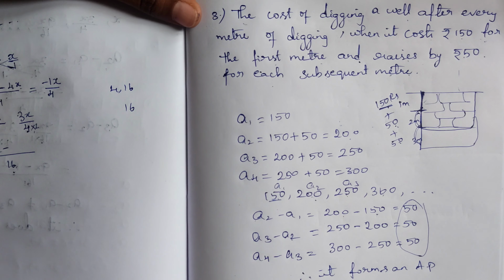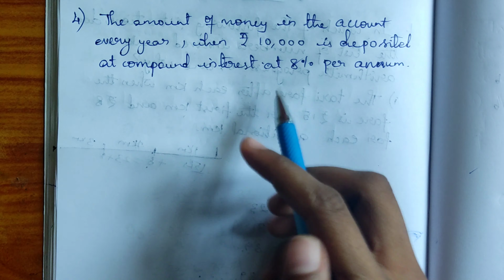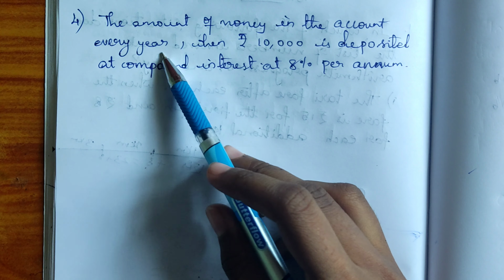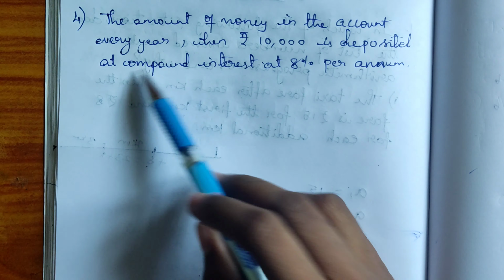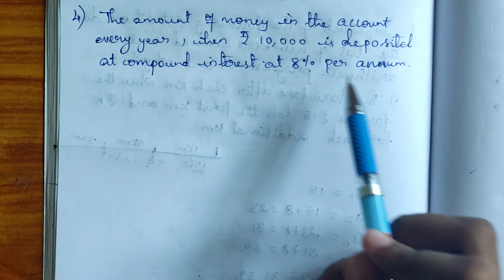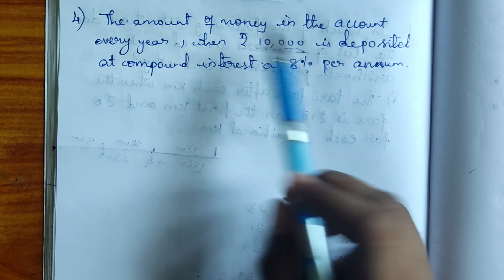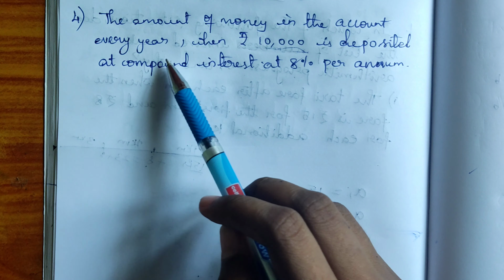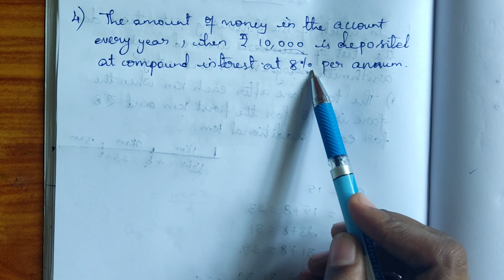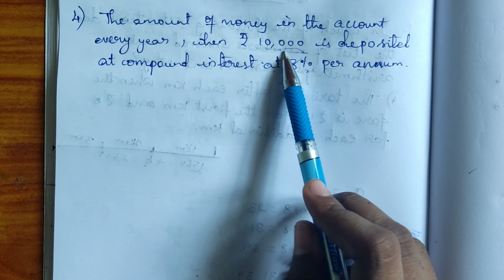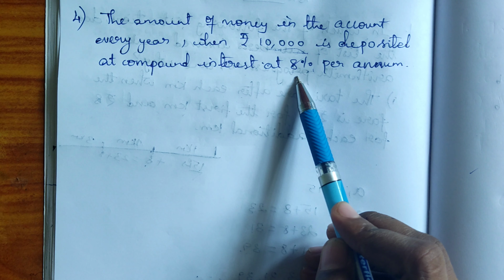Okay, let us move to the fourth situation. The amount of money in the account every year when rupees 10,000 is deposited at compound interest at 8% per annum. So the deposited amount is 10,000 rupees. What will be the amount of money in the account every year? Every year 8% interest will be added to your amount. That is, for 10,000 rupees, 8% of the amount will be added every year. So does it form an AP or not?